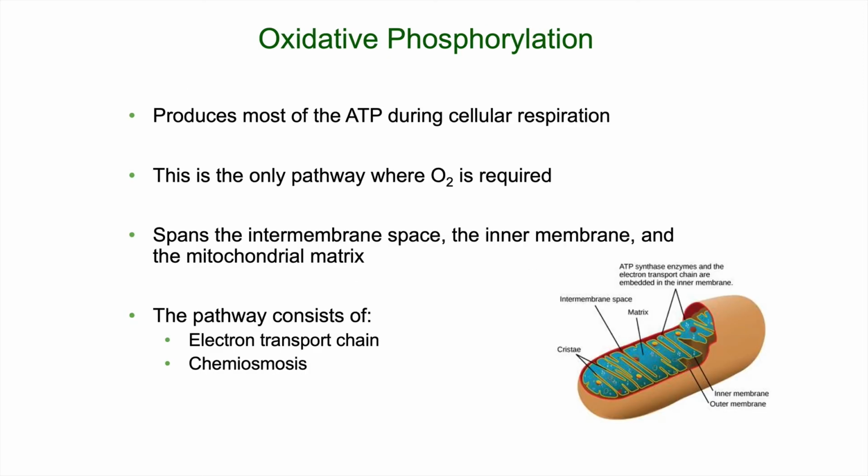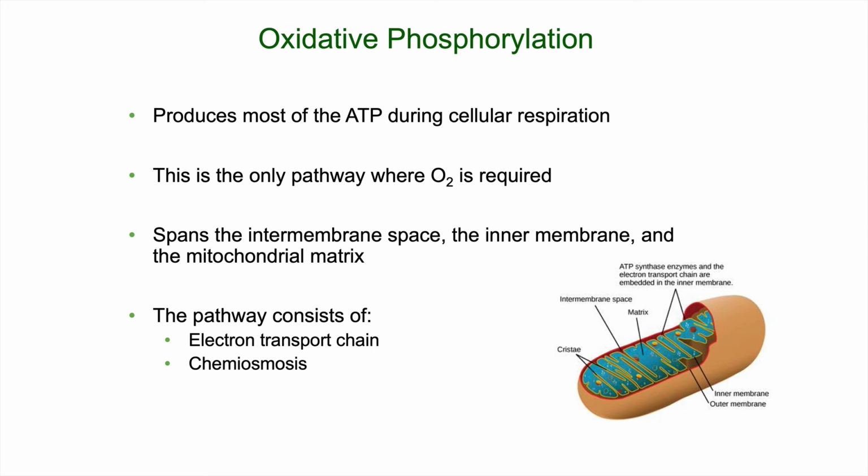The process that does this is called oxidative phosphorylation. And this is where we're going to produce most of the ATP that we can generate during aerobic cellular respiration. And this is really the only pathway where oxygen is required. And we're going to see why it's required in a little bit.